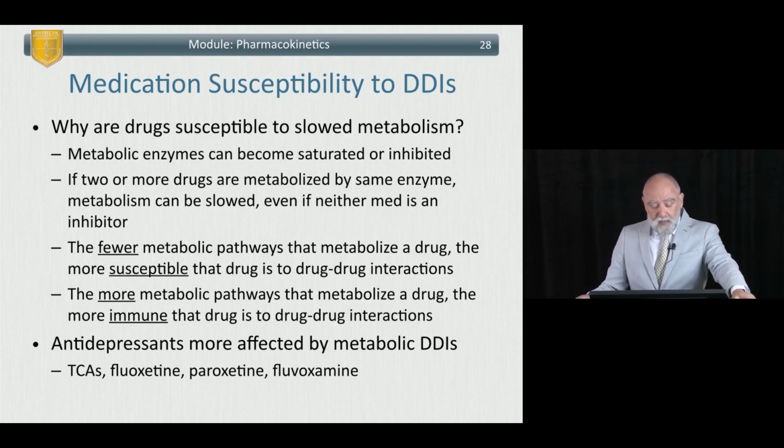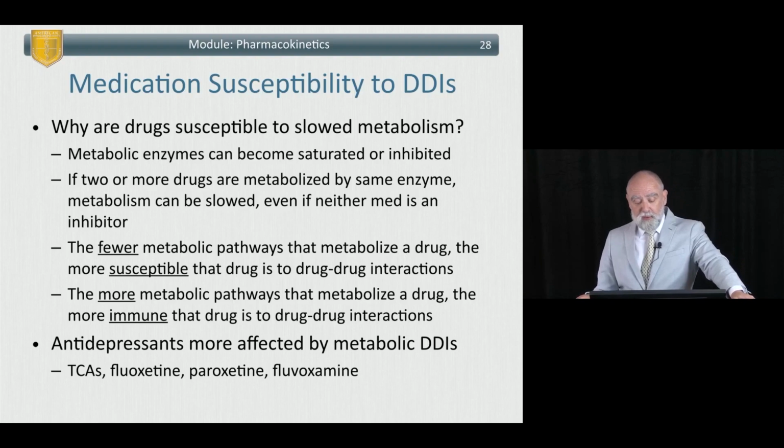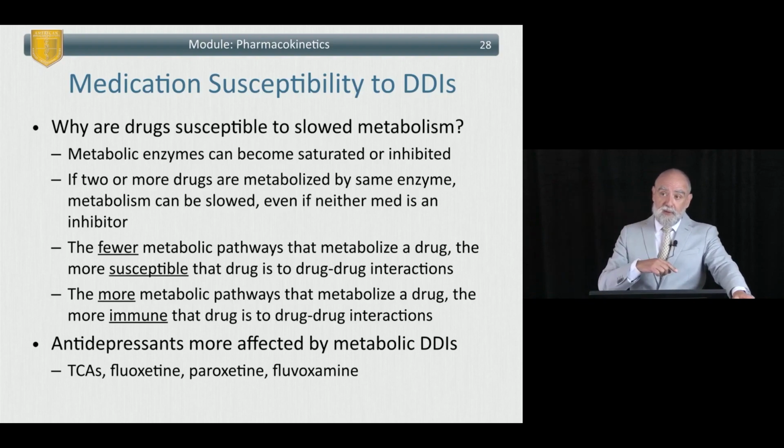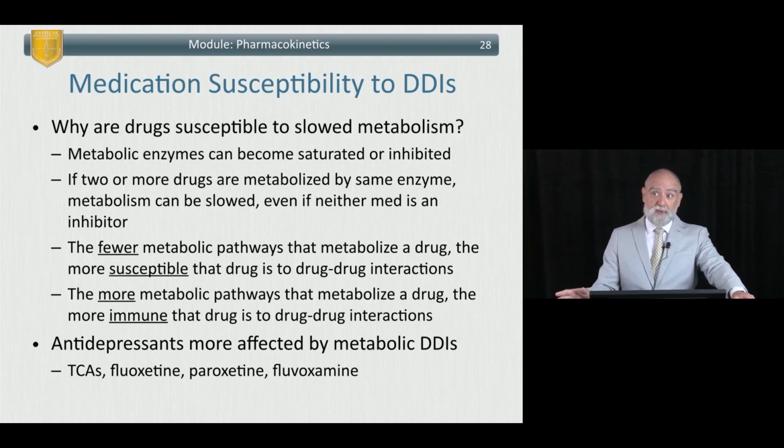So the antidepressants that are more affected by and affect other drugs by these metabolic drug-drug interactions include the tricyclics. They're metabolized primarily through 2D6, CYP2D6. Fluoxetine and paroxetine are very strong 2D6 inhibitors. So what they do is they can lead to increased levels of other drugs, like the tricyclics, including levels that could be lethal.